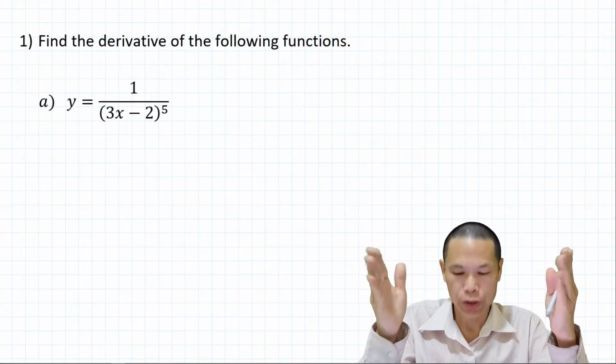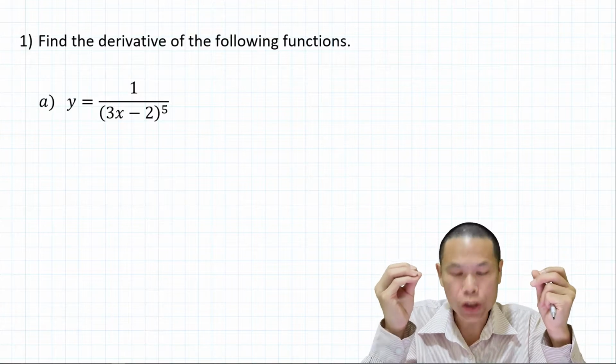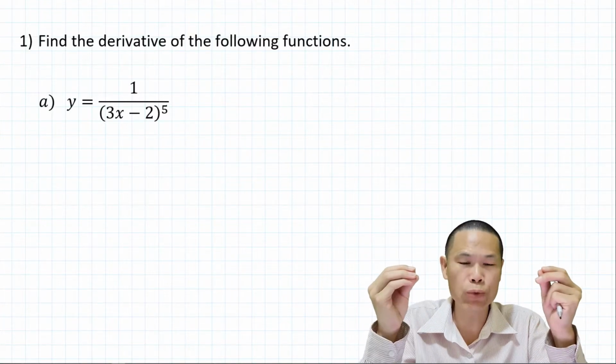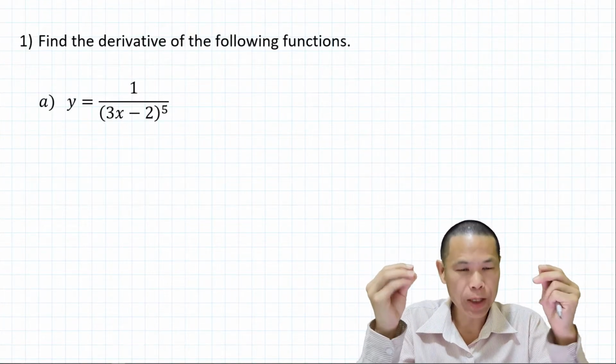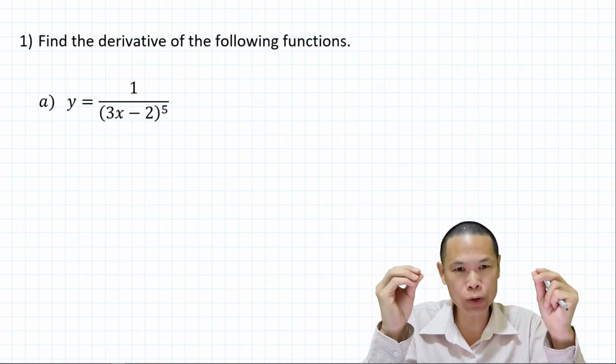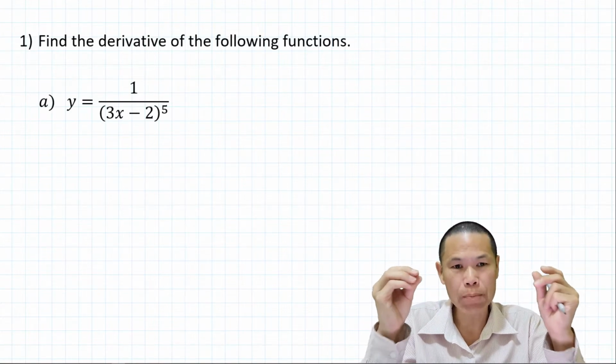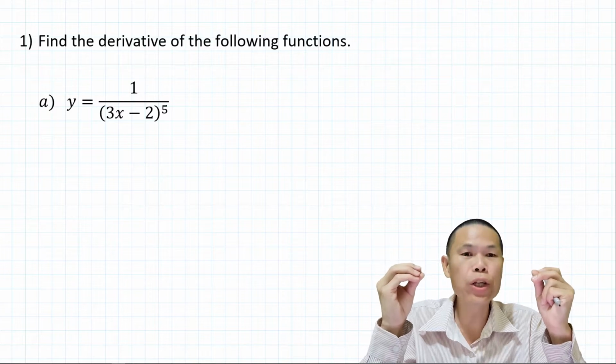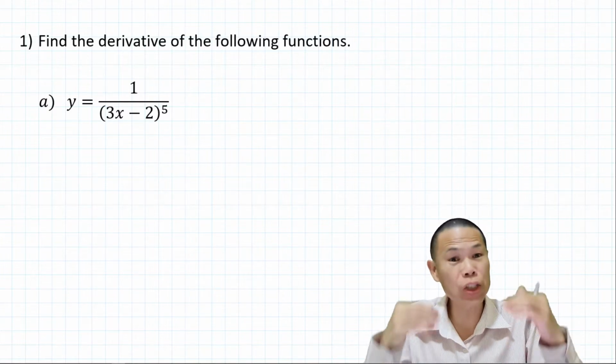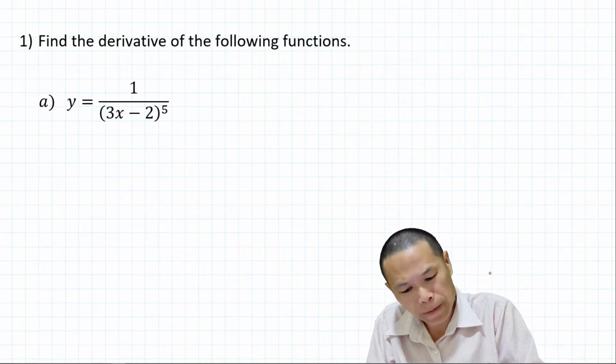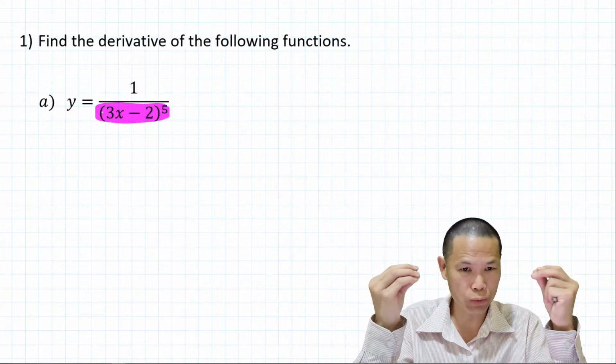First one. To differentiate these functions, of course, you can use the quotient rule. But it's easier if we use the power angle trick to differentiate. To do that, first of all, we need to bring the function up, so that we don't have to use the quotient rule.